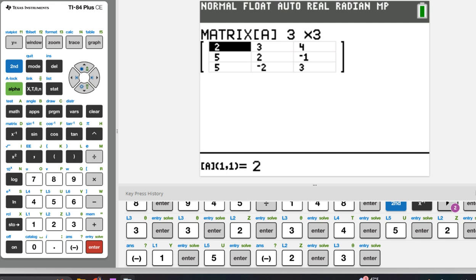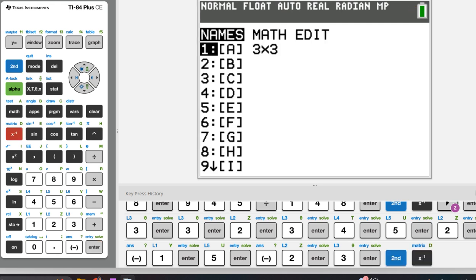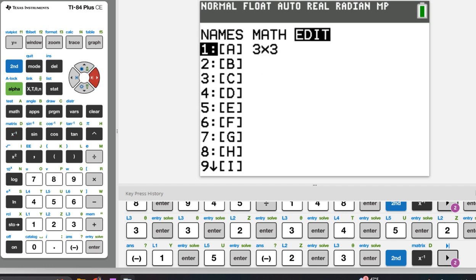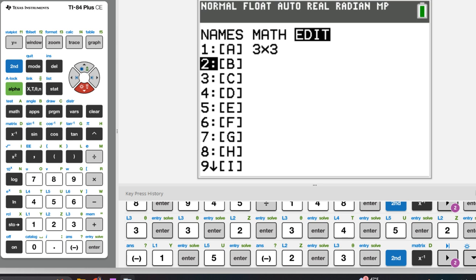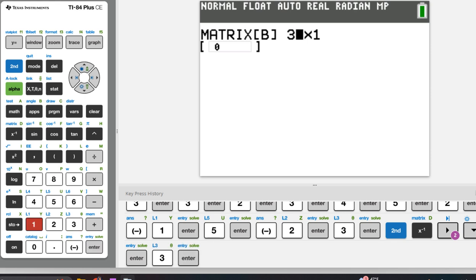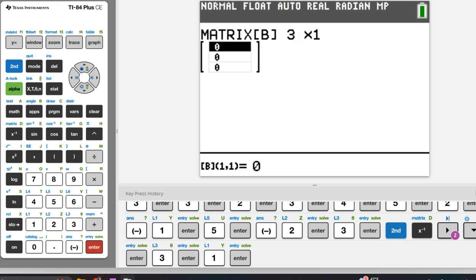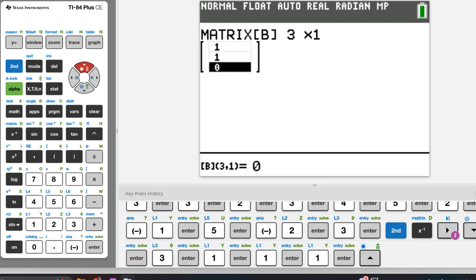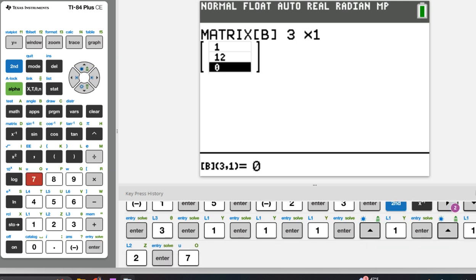Now we just need to escape. So if you do second mode to quit, or we're going to go back and make a second matrix. So you can just hit second matrix again. You'll note now we have matrix A, it's 3 by 3. We don't want to overwrite this, so when you go over to edit, please make sure you scroll down so that it's highlighting B, and then you can click enter. We need to make a 3 by 1 matrix, and we're going to type in the numbers again from the notes. That was 1, 12, 12, and 7.